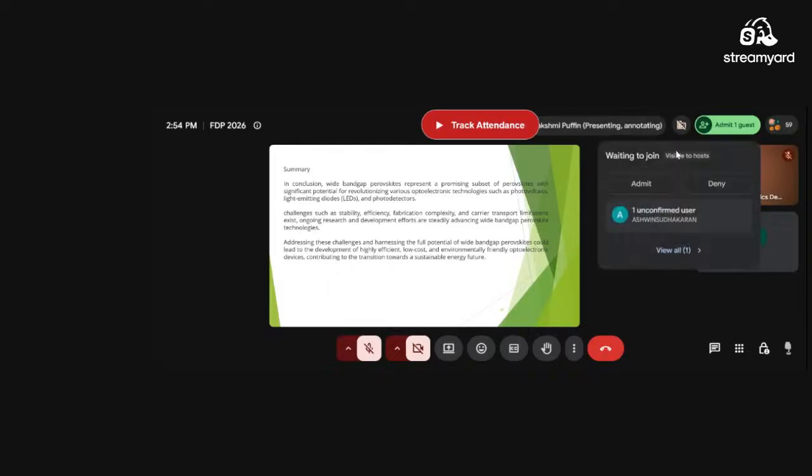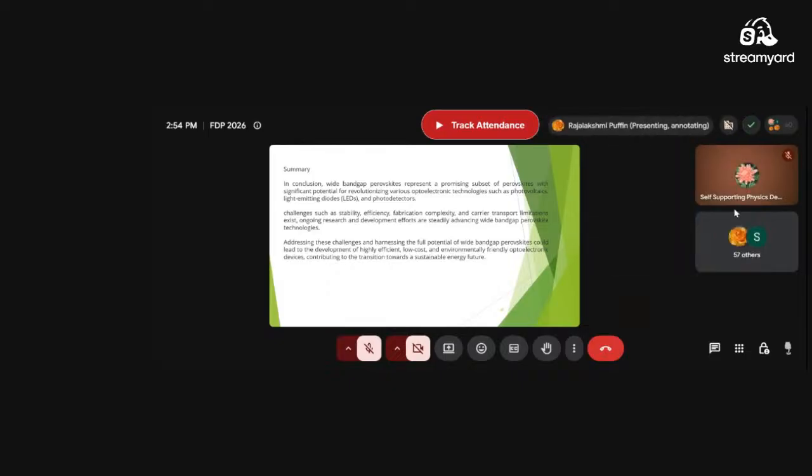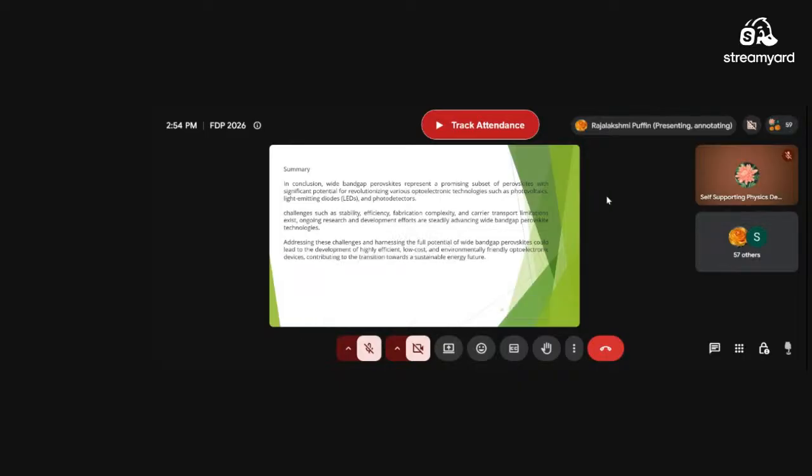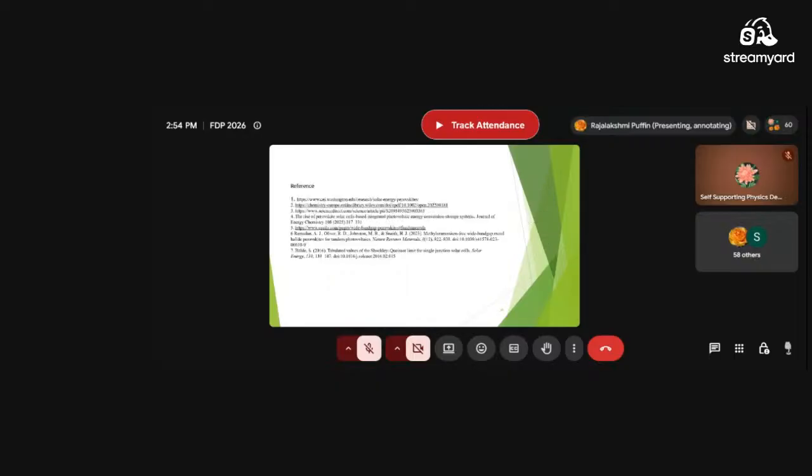Okay. So what is challenging in this one? As I said, we have to look at stability, efficiency, fabrication complexity, and especially carrier transport limitation is very, very important in this one. So only we have to play with the band gap, and we have to bring the efficiency. Okay. So by addressing all those challenges, I hope we can have the full potential of wide band gap perovskites in the future. That will be with high efficiency, and it could be environment friendly also. So we are looking for those energy futures.